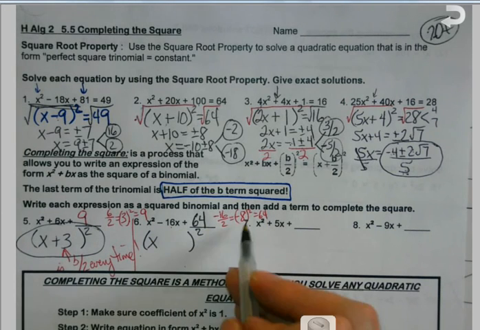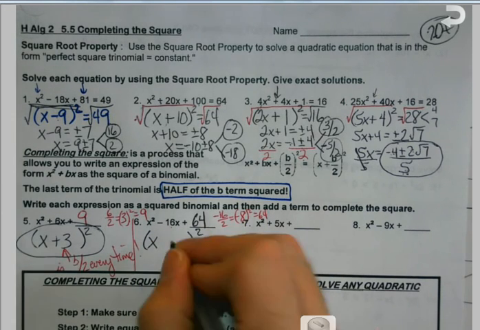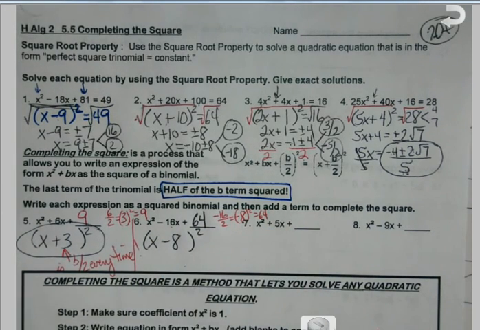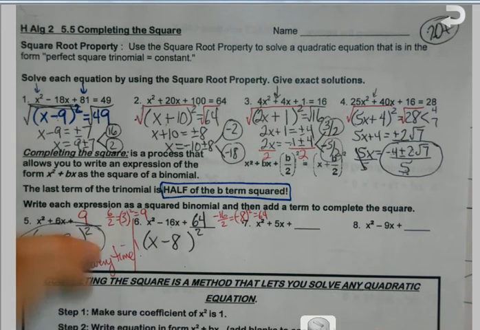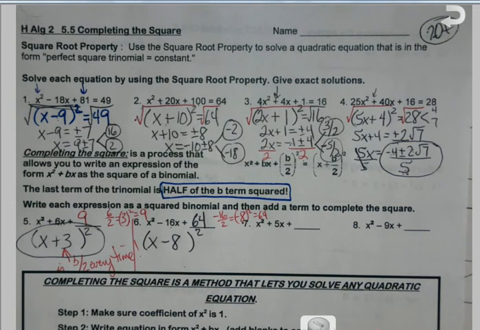And then again, just use the shortcut. What did I get when I did b divided by 2? I got negative 8. Pop that in there. There's my perfect square binomial. So basically between these two, you're doing the whole completing the square process.